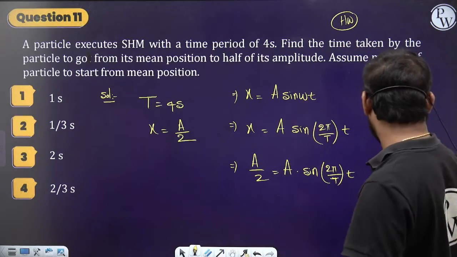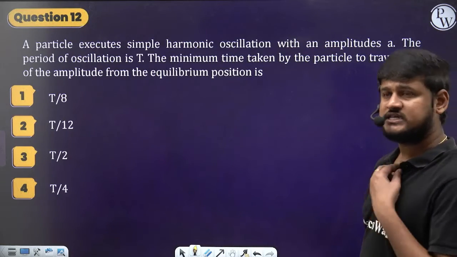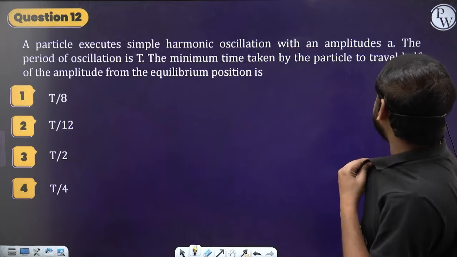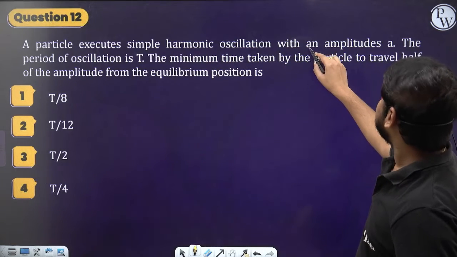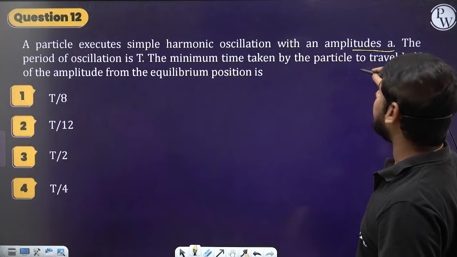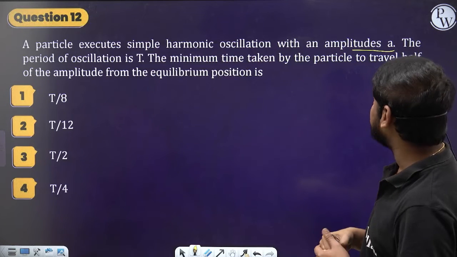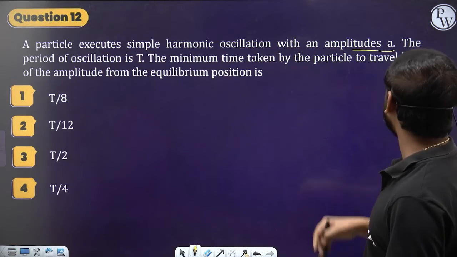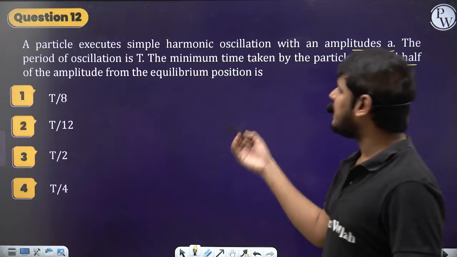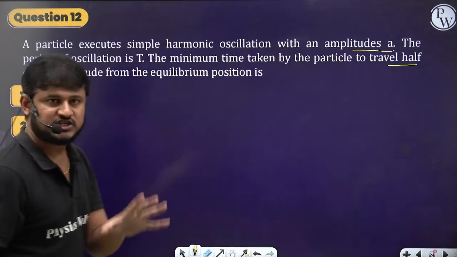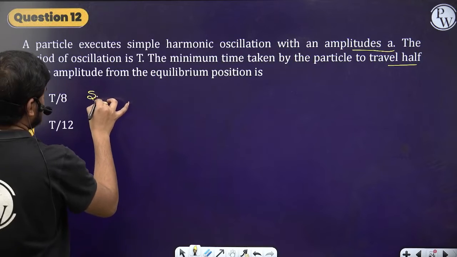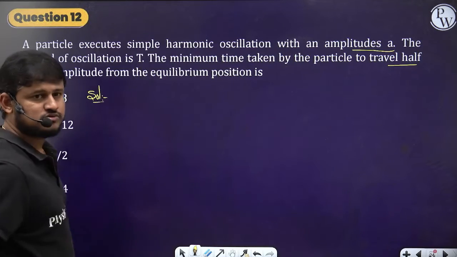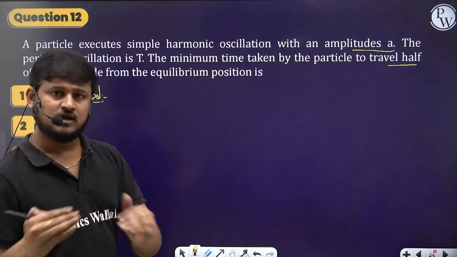Done? Clear? Chalo, next we have a particle executes simple harmonic oscillation with an amplitude A. The period of oscillation is T. The minimum time taken by the particle to travel half of the amplitude from the equilibrium position. I'll explain this. This is a standard conclusion also, so after solving this, we'll write the conclusion.